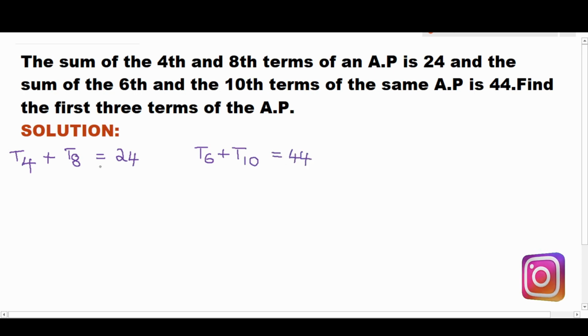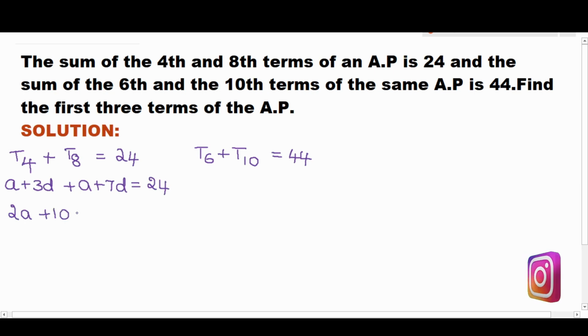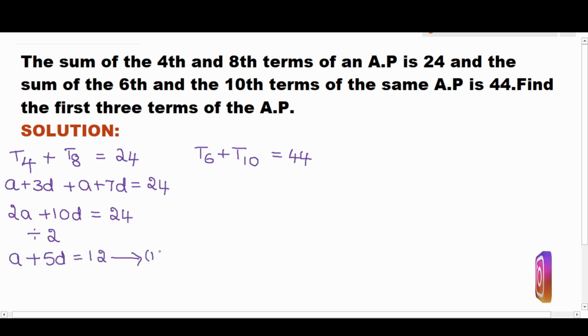We already discussed in the last problem how to write T4. I can write T4 as a plus 3d and T8 as a plus 7d, which is equal to 24. So a plus a is 2a, and 3d plus 7d is 10d, which is equal to 24. See, the equation can be further reduced by dividing it by 2. So on dividing, I get a plus 5d, which is equal to 12. This is equation number 1.